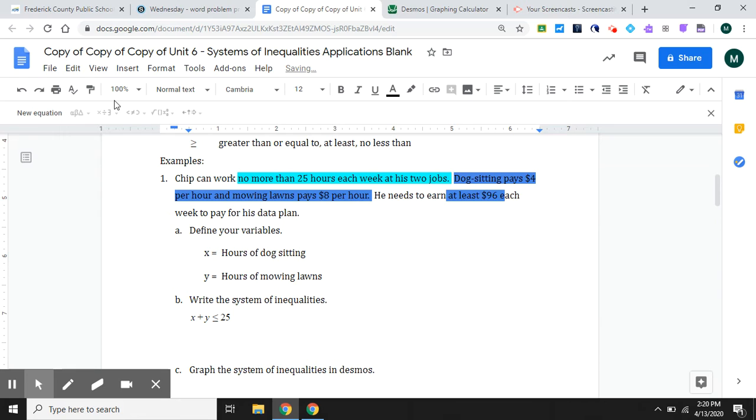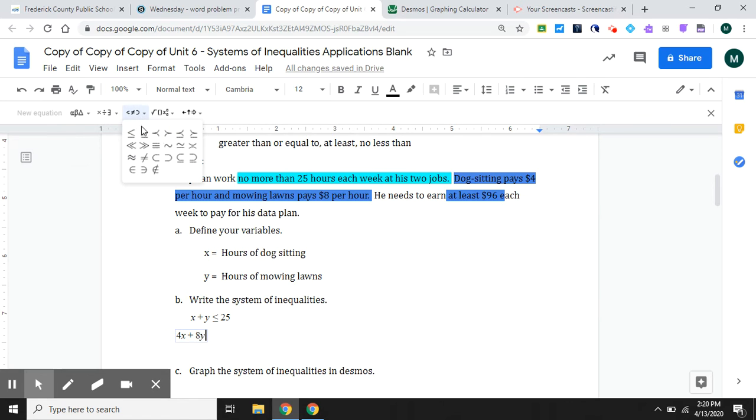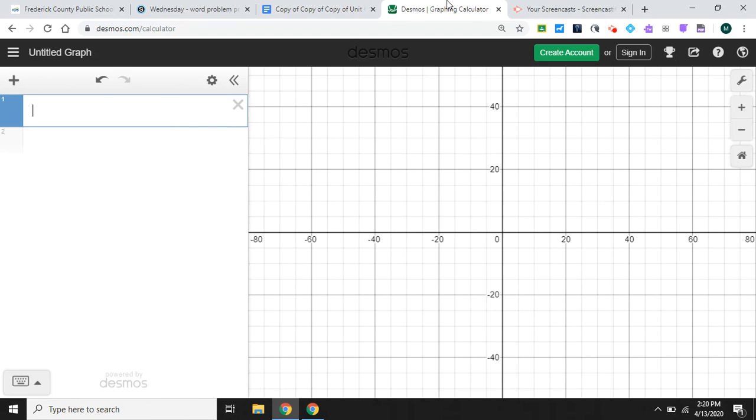The second equation is our money. So he earns $4 per hour for dog sitting. We're going to add that with his $8 per hour of mowing the lawns. And he wants to earn at least $96. So $96 is great, but if we earn more than $96, we're also doing pretty well, and we're good with that. So there are two equations. Now we just want to graph them in Desmos.